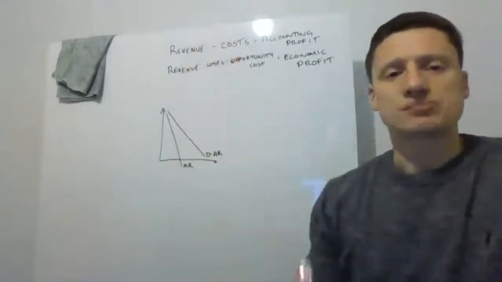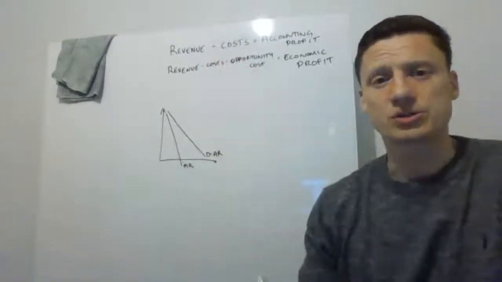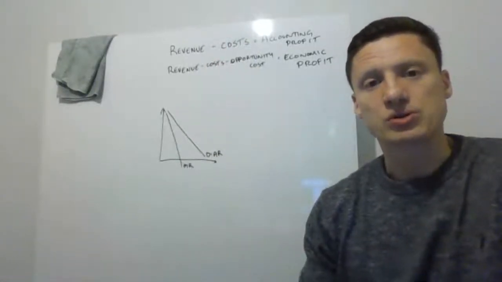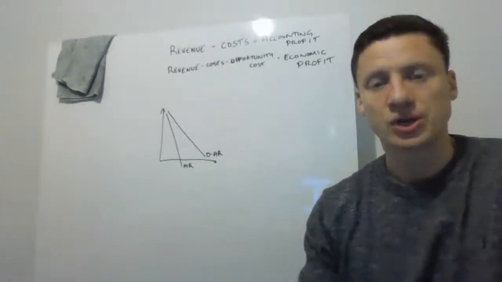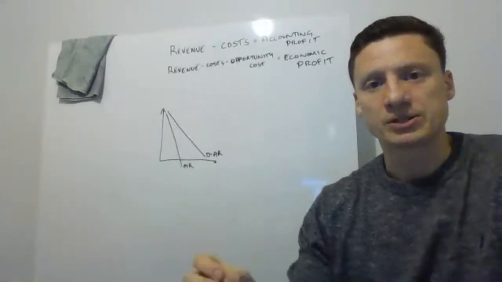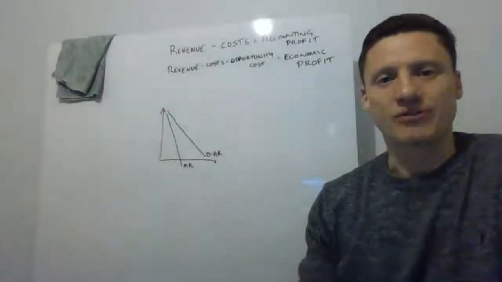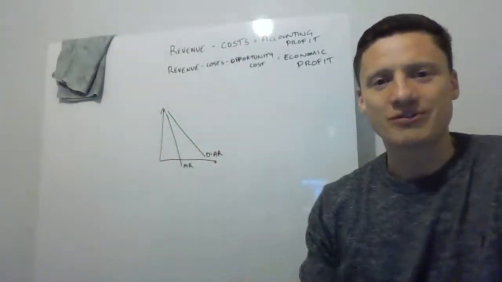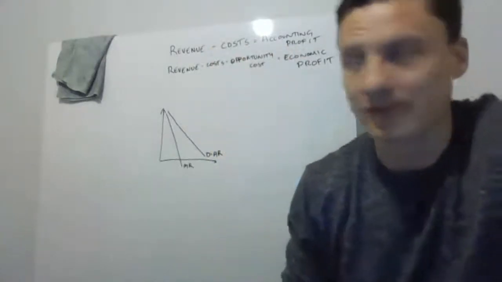Revenue, remember, is just P times Q, price times quantity. Costs then are total costs. Remember, we got total costs from adding fixed costs to variable costs. So total revenue minus total costs is accounting profit. And in any other walk of life, people would just ignore the word accounting and just call it profit.